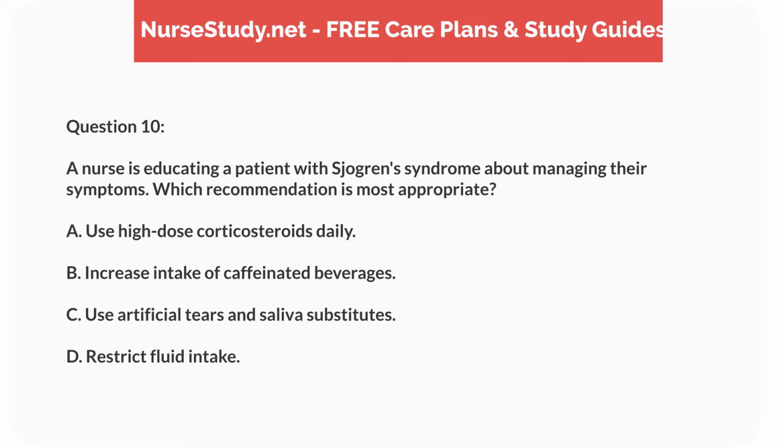Question 10. A nurse is educating a patient with Sjogren's syndrome about managing their symptoms. Which recommendation is most appropriate? A. Use high-dose corticosteroids daily. B. Increase intake of caffeinated beverages. C. Use artificial tears and saliva substitutes. D. Restrict fluid intake.